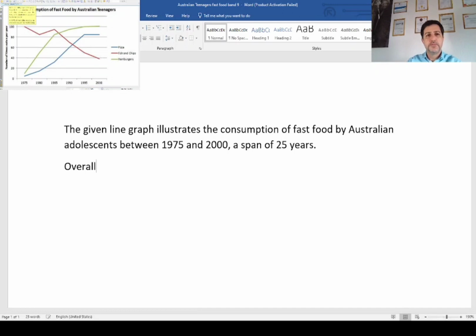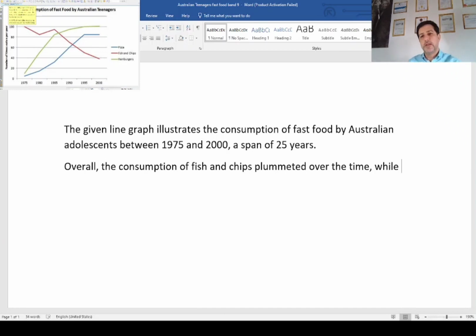I write: Overall, the consumption, as we discussed, of fish and chips plummeted. Plummet means to drop significantly over the time, while, which means on the other hand, or however, the popularity of pizza and hamburgers grew. That's it.